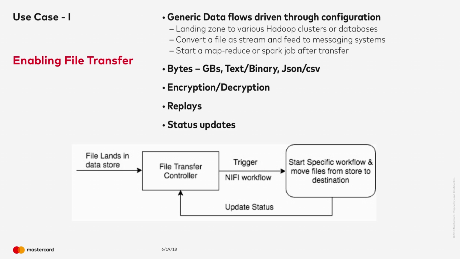So first is file transfer. As I said, in our world, and I'm pretty sure in a lot of other companies, we still have a lot of batch processes, right? So files are landing from outside third parties. They land in your system, and now what? There are multiple different teams you have to transfer that file to. It could be Hadoop, or you want to break it up and put it into a database, or somebody might want it as a stream, right?